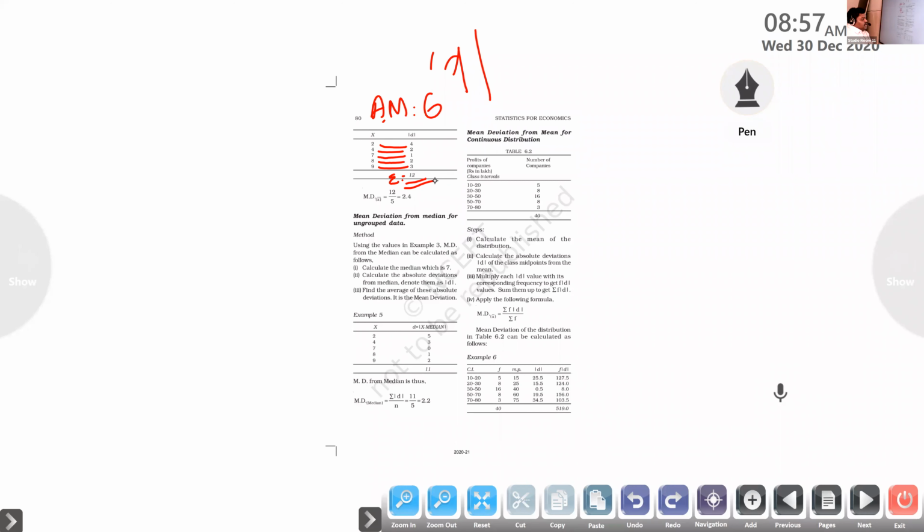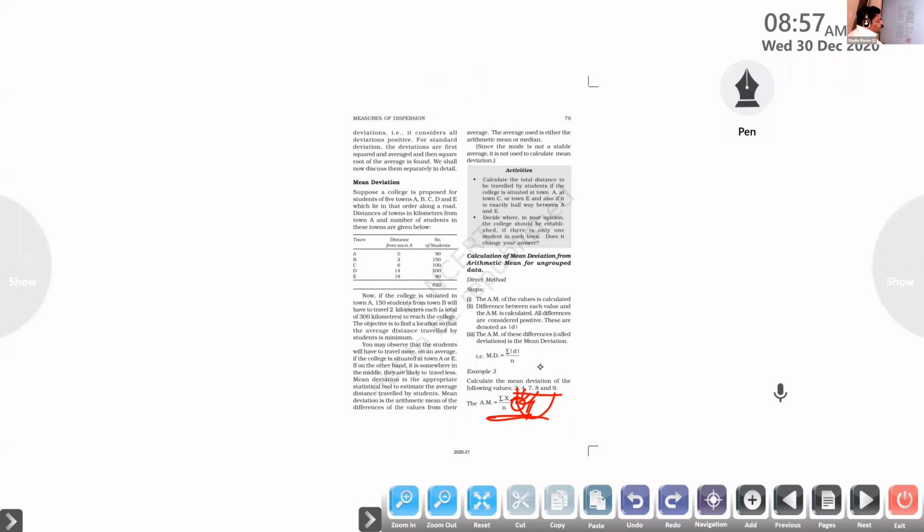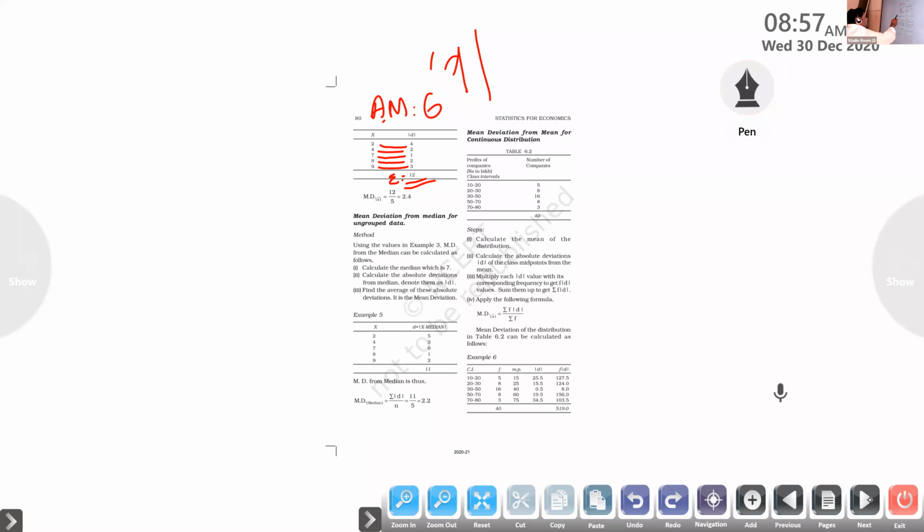What is the equation for finding out the mean deviation? The equation is the sum of the absolute value of D divided by N. So mean deviation is equal to 12 divided by 5. The answer is 2.4. Got it or not? Is the idea clear? So the mean deviation of this ungrouped data is 2.4. Clear? So the average difference between these numbers is 2.4. That's what the mean deviation is.